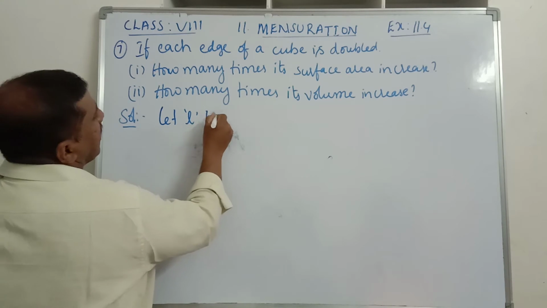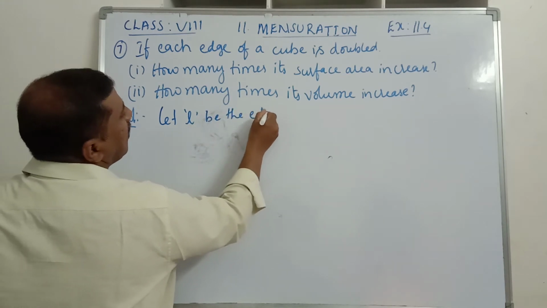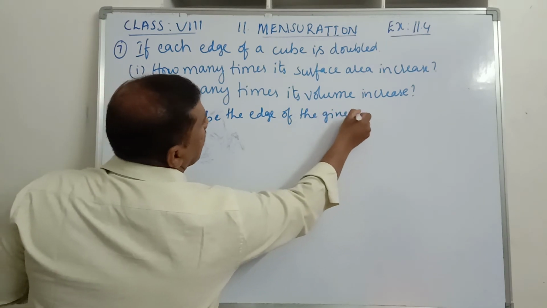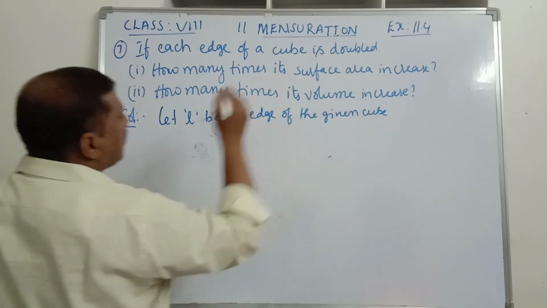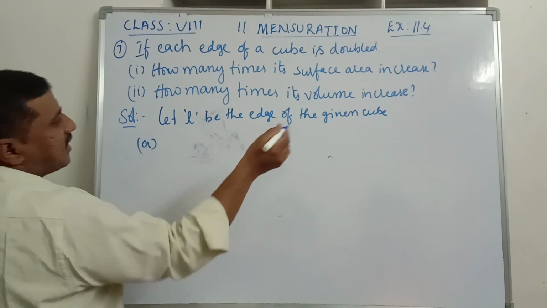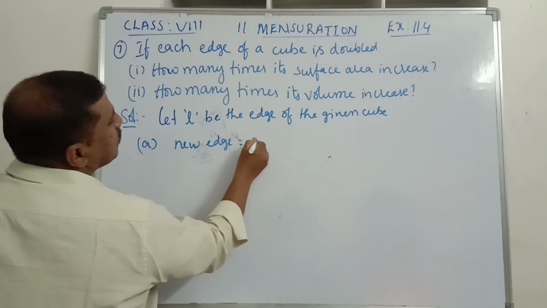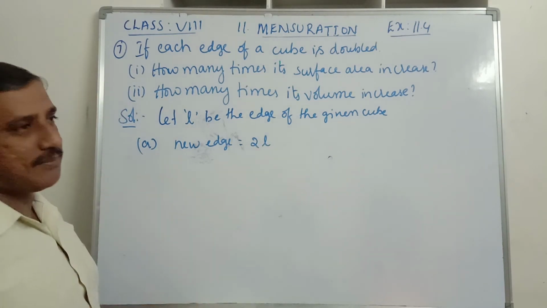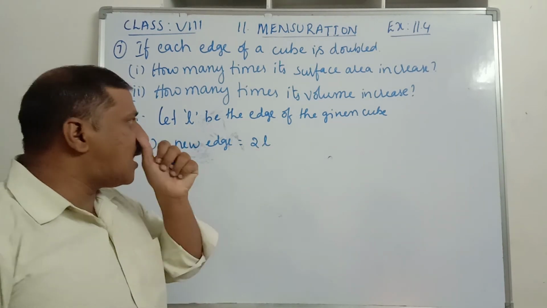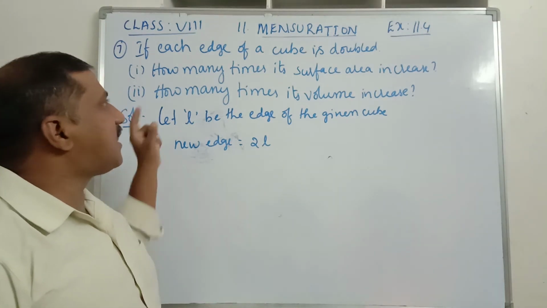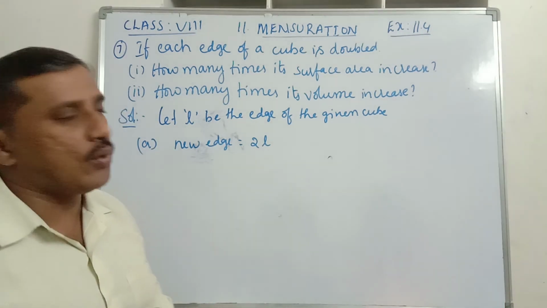So let L be the edge of the given cube. Here the edge is doubled. Therefore, the new edge is equal to what? Doubled means 2 times, so 2L. L is the initial length of the edge of the given cube. So when it is doubled, the new edge is 2L.